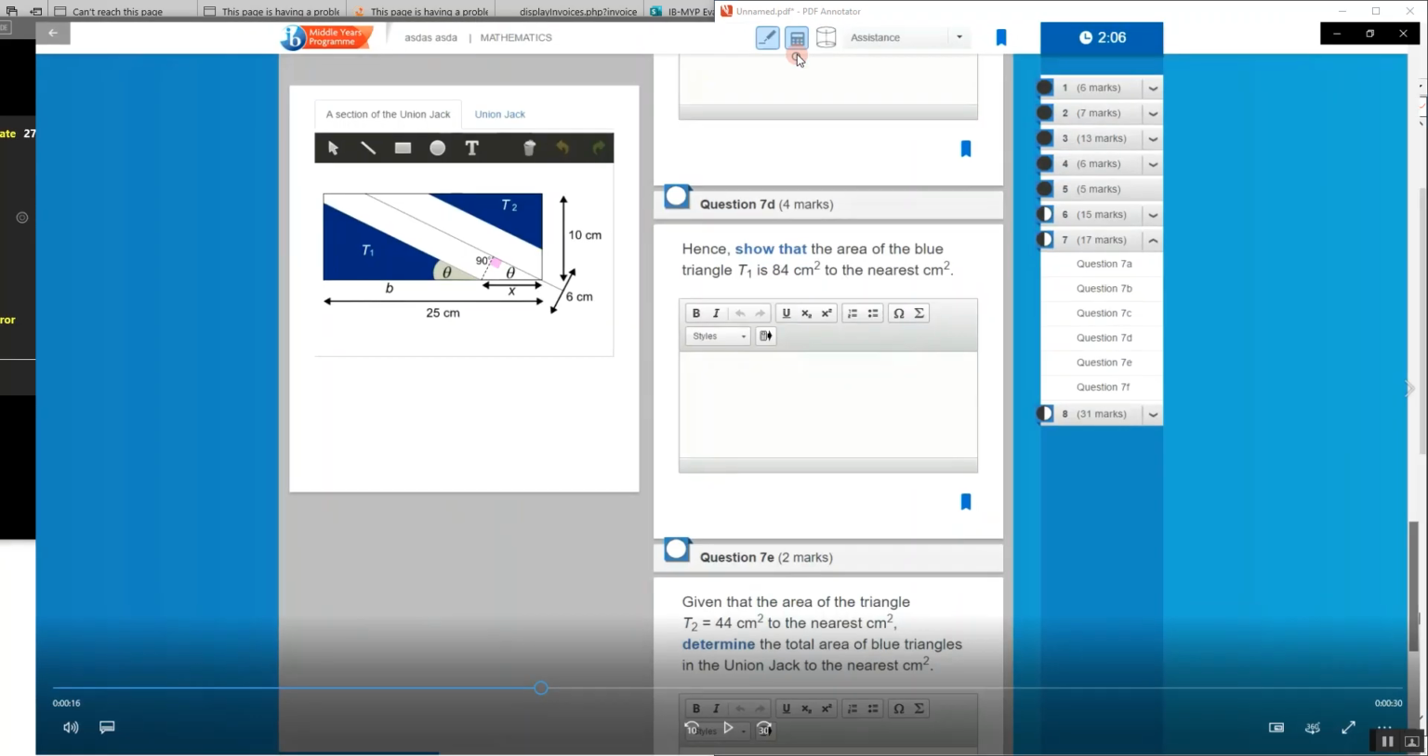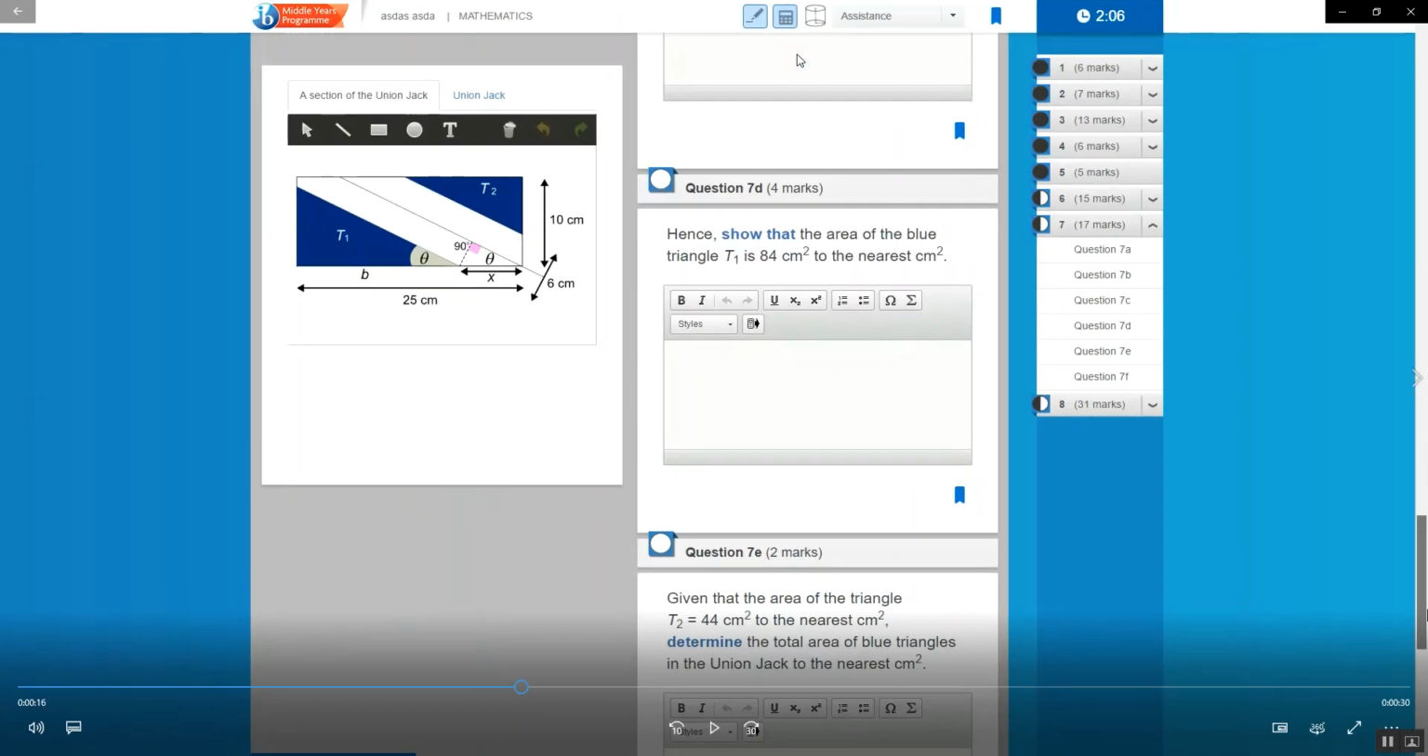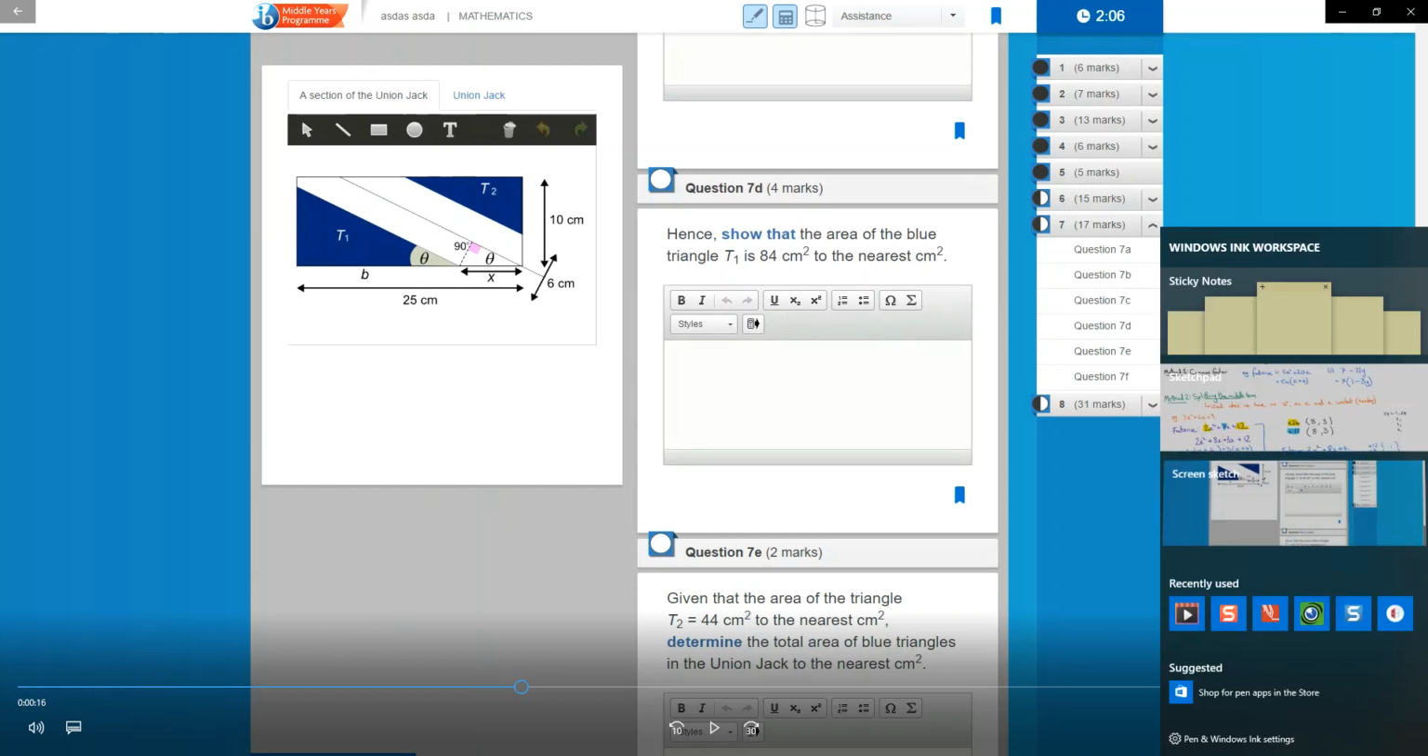All right, so this one we have to show that the area of the blue triangle T1 is 84 centimeters squared. Now I'll give you a little bit of a clue. We know the length from here... sorry, you can't see this, can you? Can you see my cursor? No. I know, but it's not very helpful. Subtract x from 25 to find b.